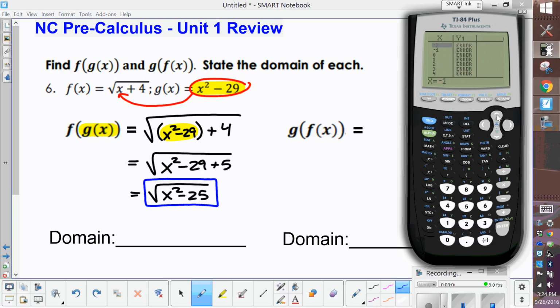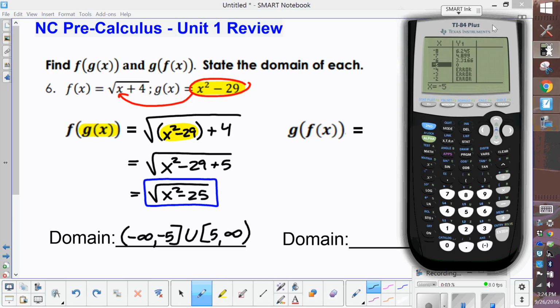So for my domain, I can have all x values that are less than negative 5. In interval notation, we'll write it like this: from negative infinity, comma, to negative 5, with a closed bracket because I can include negative 5 in my answer. And then union, and it picks back up at positive 5 and approaches positive infinity. Those are all the x values I can use. Anything between negative 5 and positive 5 is not allowed because I would have negatives under the radical sign. Okay, we're going to flip that.